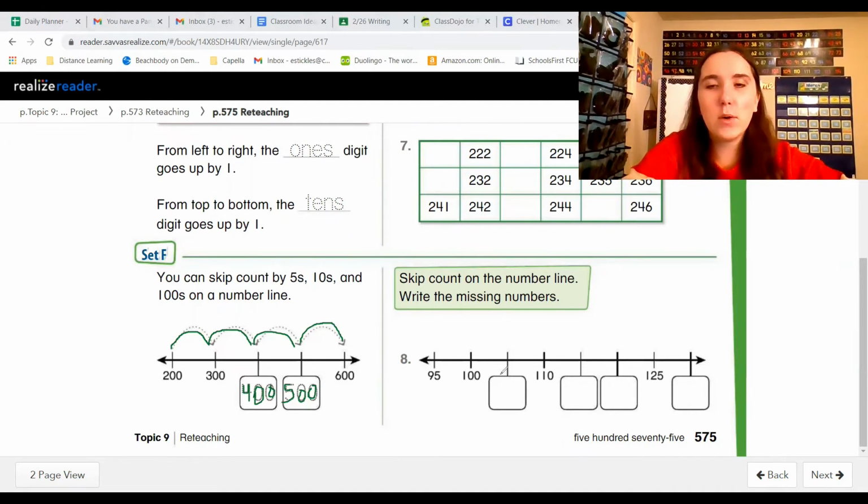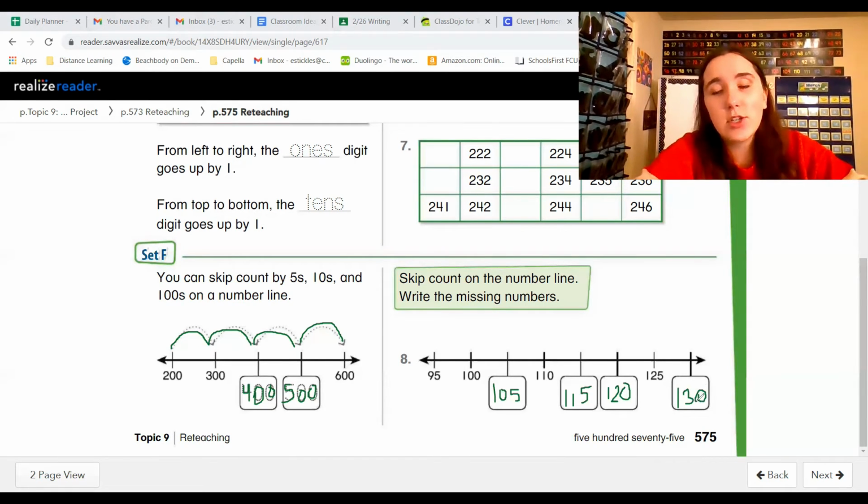Okay, let's look. So let's see. 95, 100. Well, my numbers went up by 5, so I'm going to try that. 100 plus 5 would be 105. Let's see if that works. Plus 5 more would be 110. That does work. So I'm going to keep going. 110 plus 5 would be 115. Plus 5 would be 120. Plus 5 would be 125. And our last number here, 125 plus 5 would be 130.